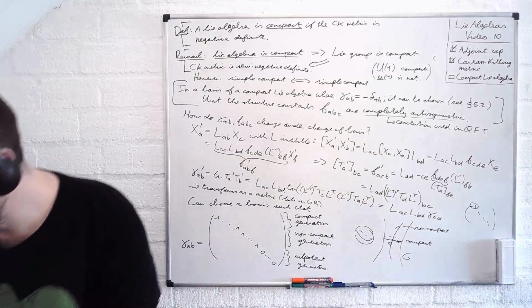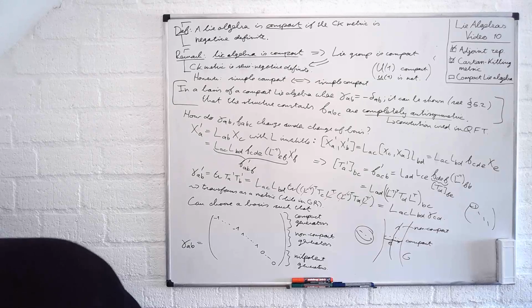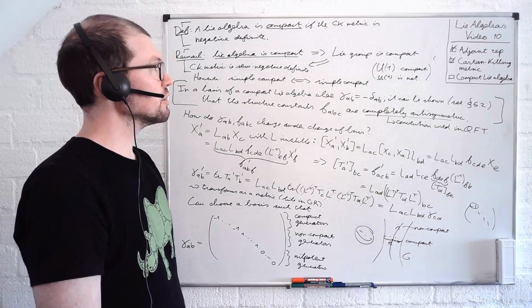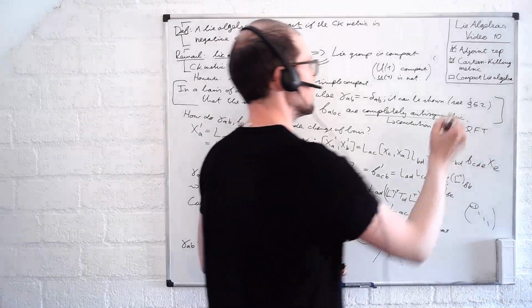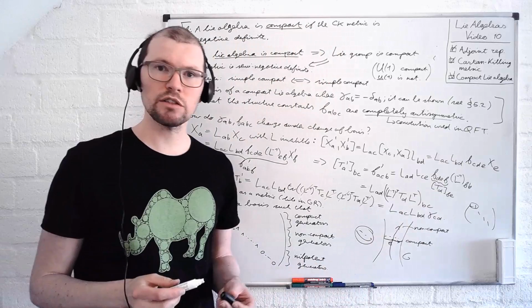Okay, so that's the end of the first half of this lecture. In the second half, we're going to look at another consequence of having this adjoint representation and the Cartan-Killing metric, which is the nice notion of a Casimir operator.